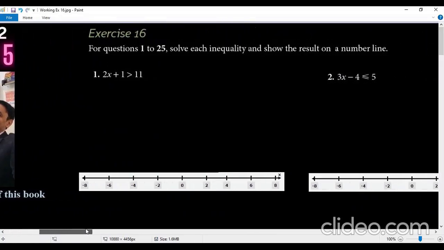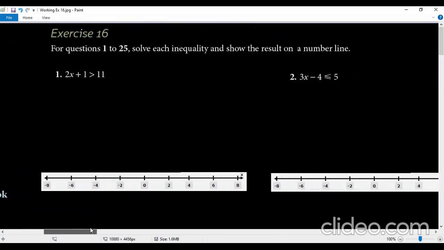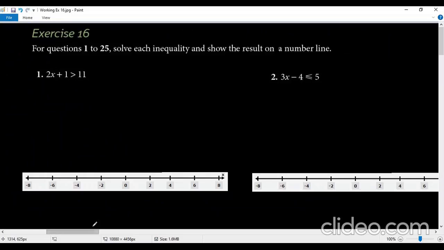Anyways, we are moving to question number one, and it says, for questions 1 to 25, solve each inequality and show the result on a number line. Now, when I start working on this inequality, like in the previous exercise, I am going to write 2x is greater than 11 minus 1, which is going to be 2x greater than 10. That means x is going to be 10 over 2, which is going to be 5.